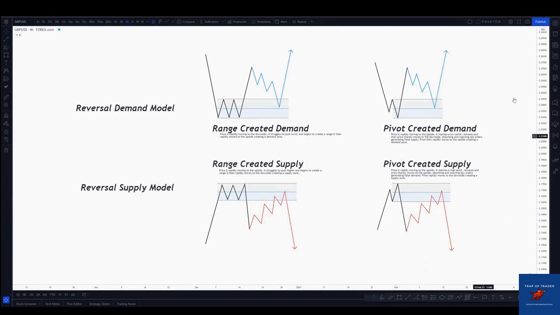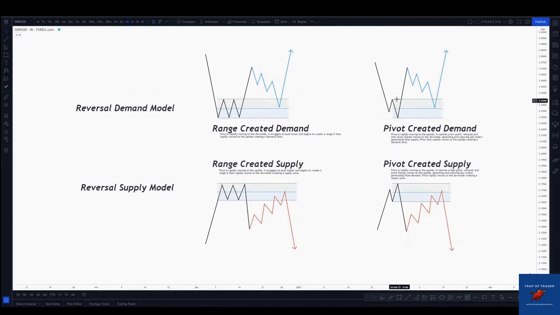And now we can look into the pivot created demand and supply reversal models. Similarly to the reversal demand model created by a range, we get that sharp move to the downside followed by an expansion away. The difference with the range is we actually have that clear sideways range, whereas with the pivot, you almost get a double pivot where price creates a low, moves up, doesn't really go too much further. We move to the downside rapidly, create that pivot in price, and then price expands to the upside. This entire move is what formulates that demand zone.